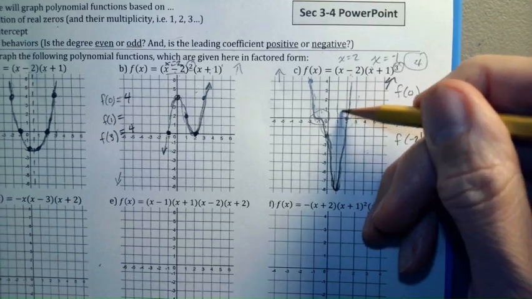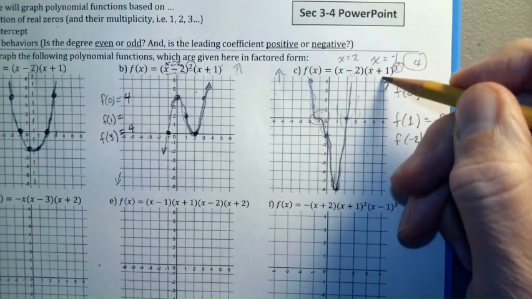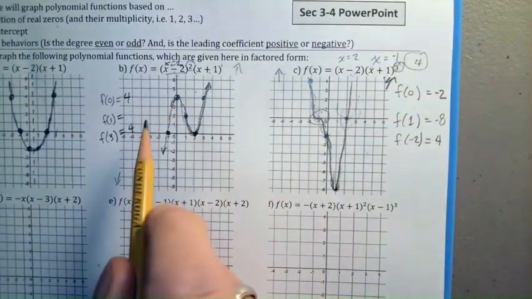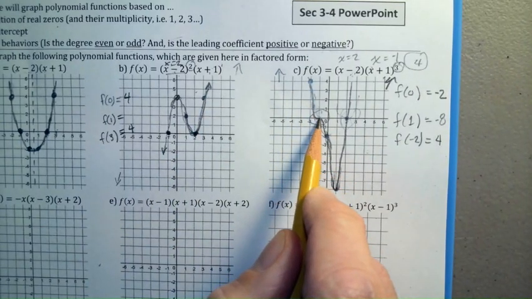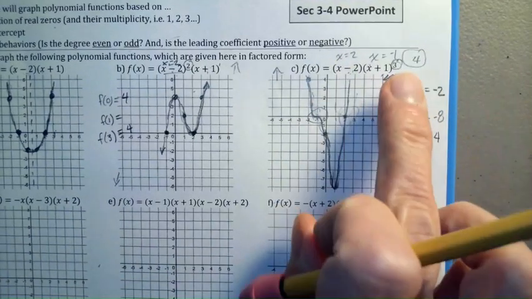And this one crosses straight through. It has a multiplicity of 1. This one has a multiplicity of 3. We know it's going to go through it. It's not going to touch it tangentially and bounce off. It's going to touch it tangentially, and then actually pass through it and not bounce off because of that odd degree.